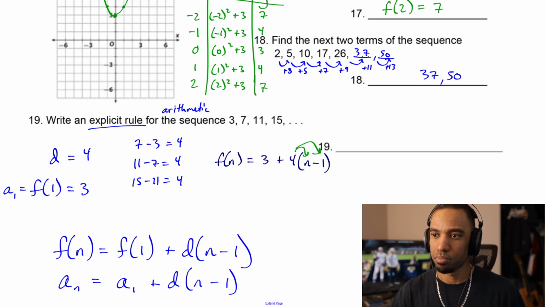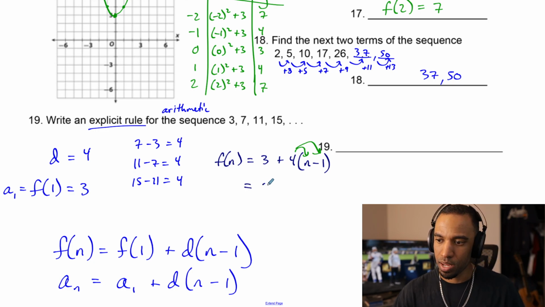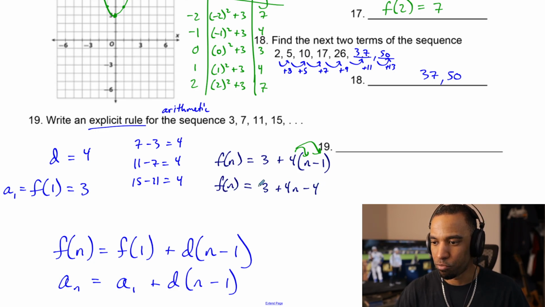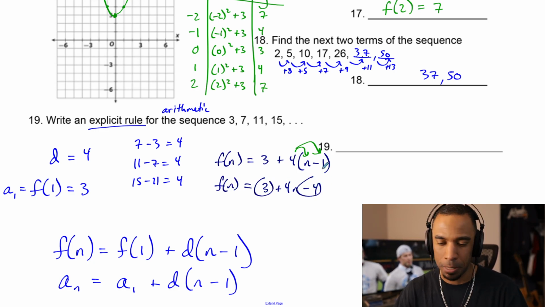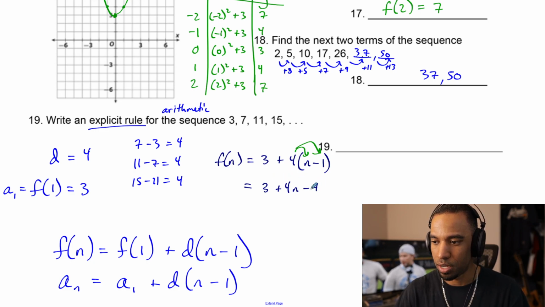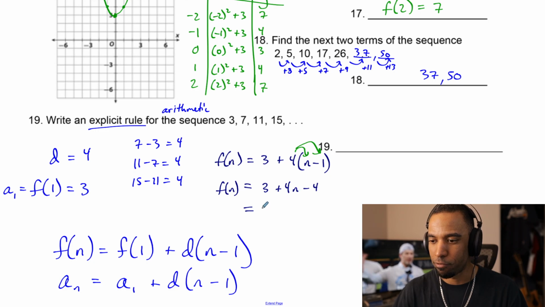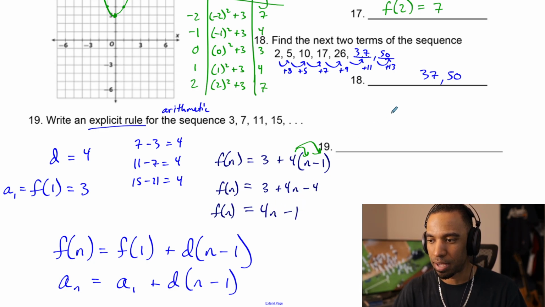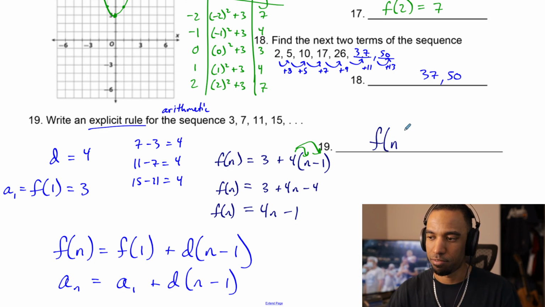Distribute, and I have 3 plus 4n minus 4. Now, 3 minus 4 is negative 1. These two here are going to combine. 3 minus 4 gives me negative 1. So that's a negative 1, and here I have a 4n. So 4n and a negative 1. 4n minus 1 is my guy here. I'm going to write it right here. f of n equals 4n minus 1.